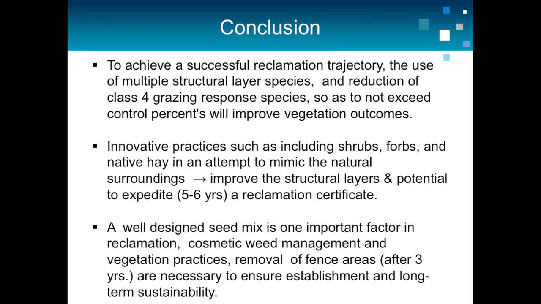And one more way: have a properly designed seed mix. Don't just go for the cheapest one, slender wheatgrass, Rocky Mountain fescue, whatever. Try to have your seed mix represented by your different structural layers.